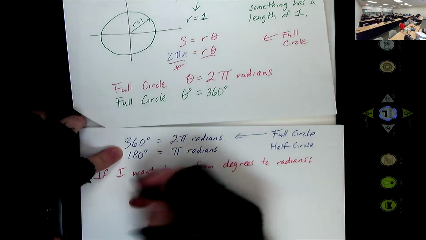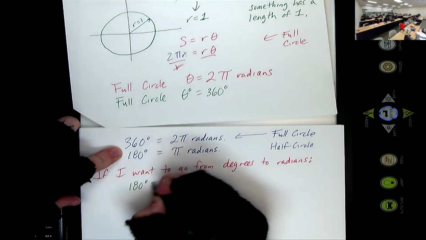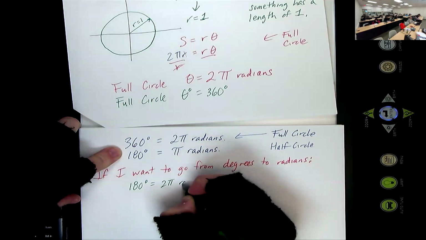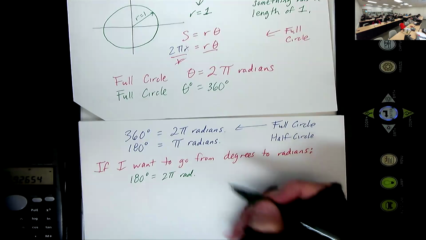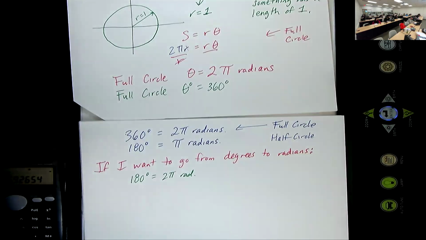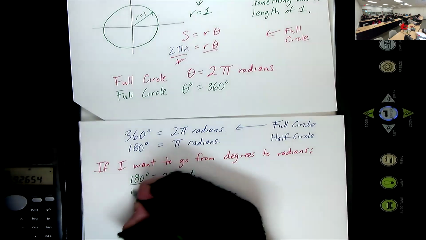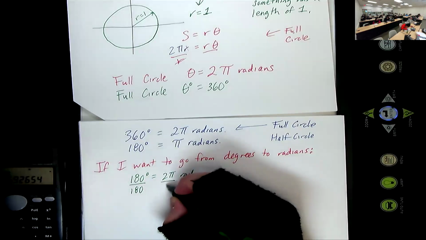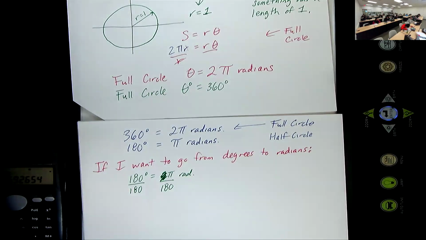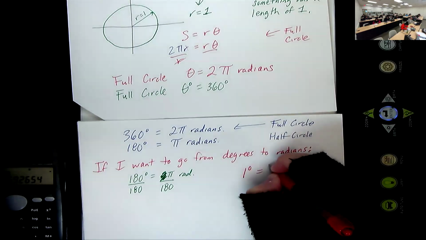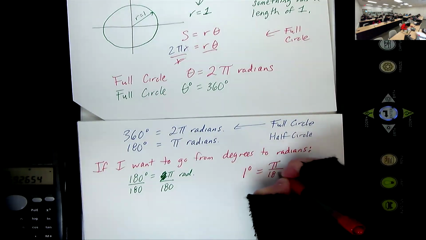Well, I start off with 180 degrees equals 2 pi radians. And to get a nice conversion, it's helpful to know what 1 degree is. So if I divide both sides by 180. Wait, that's not 2 pi, that's just single pi. If I divide both sides by 180, I get 1 degree equals pi over 180 radians.